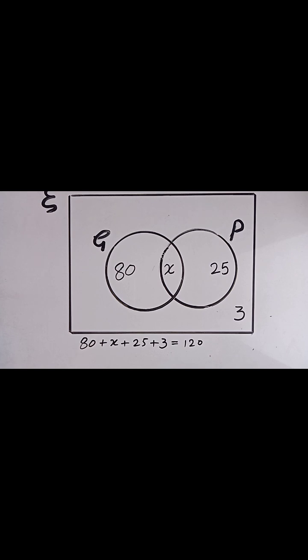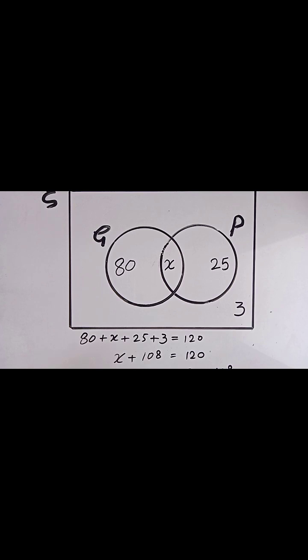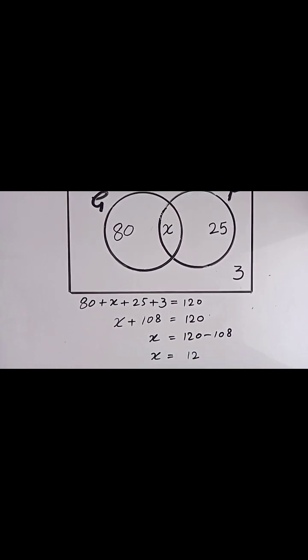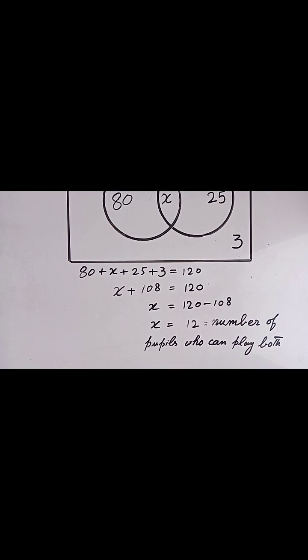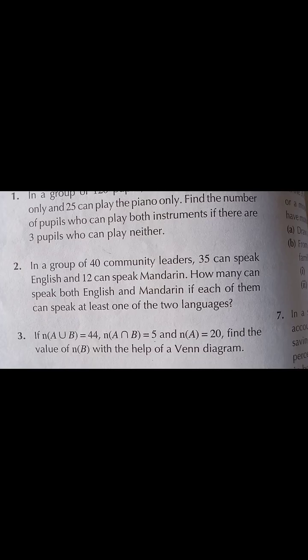Solve it just like a linear equation in favor of x. Solving this like an equation, we have found that x is equal to 12. So 12 are the pupils who can play guitar and piano both. This way we have found the number of pupils who can play both instruments equal to 12. Now we watch another question.